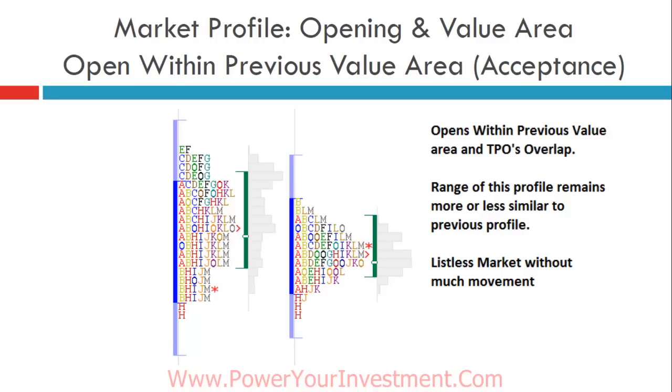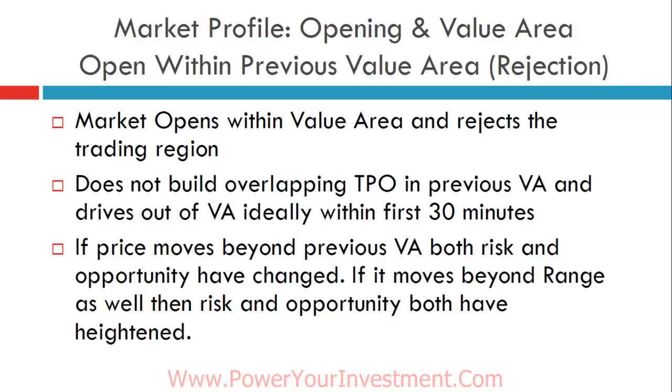All right. So next is opening within the previous value area, but this time rejection. Last time we studied acceptance. This time it is rejection. What it means is that the market does open within the previous value area, but the market rejects that region, and multiple TPOs do not build in the previous value area, and the market just drives out of the previous value area within the first 30 minutes. It can also happen within the first 60 minutes, so that's okay.